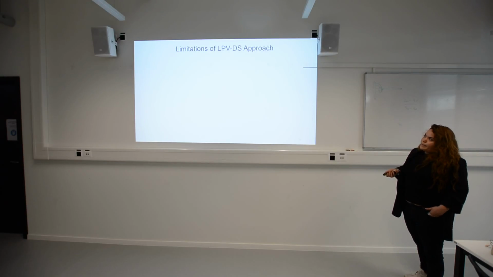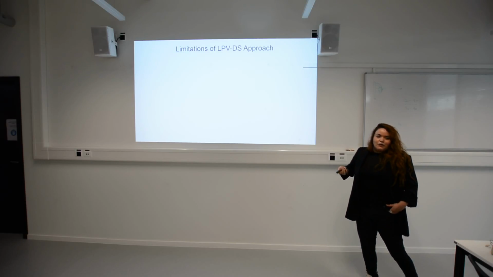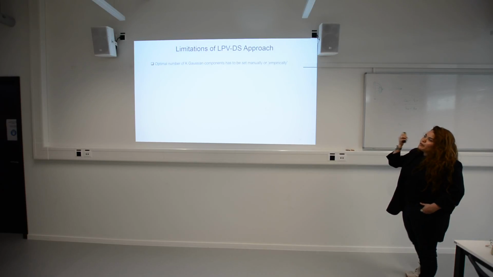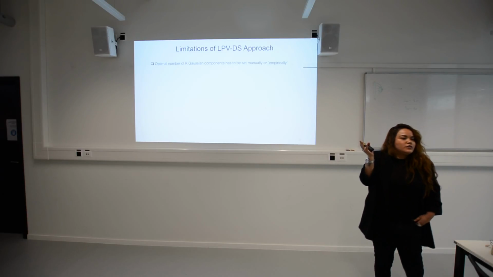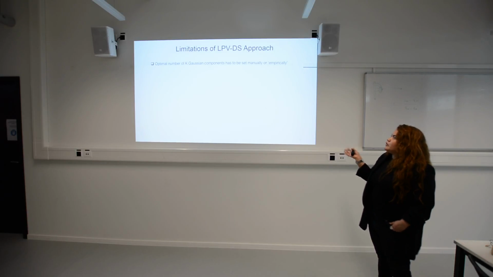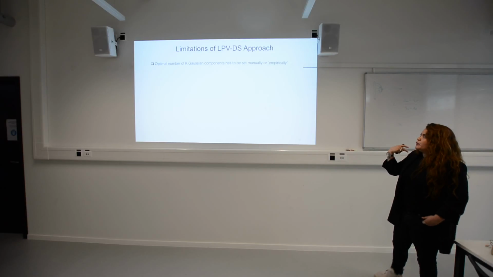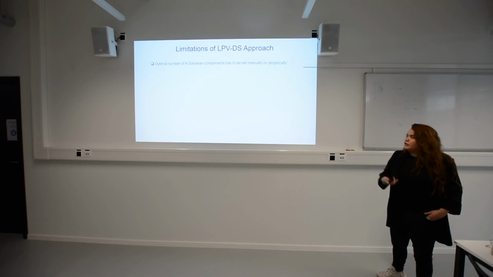All right, so this approach also has its own limitations. The same as SEDS, we need to have the optimal estimate of how many Gaussians you need. You either set it manually or empirically through doing model selection with the BIC metric, for example.